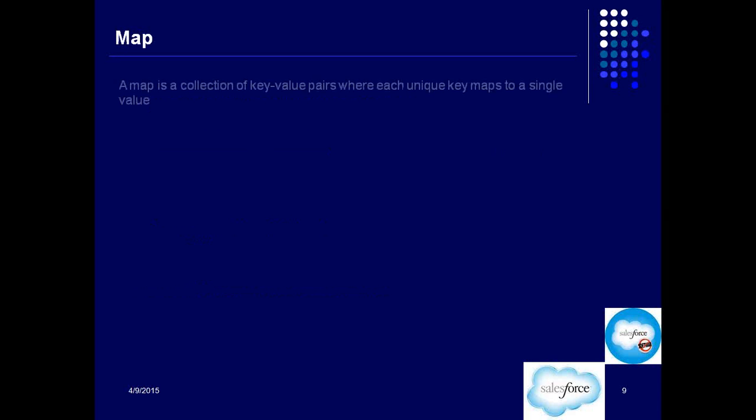There's one more type of collection which is called a map. Map is a collection of key value pairs where each unique key maps to a single value. Map is basically not one collection. In map there are two collections and one collection is mapped to the other one.